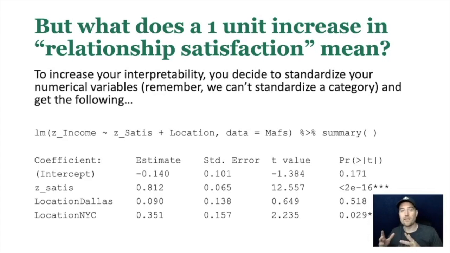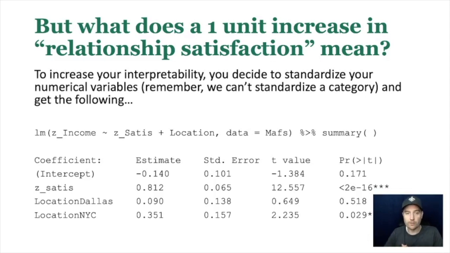But again, what does a 1 unit increase in relationship satisfaction mean? So we could increase our interpretability, at least for that variable, by standardizing our numerical variables. Remember, we don't want to standardize a category. And we could get the following. So we have a standardized income and standardized marital satisfaction, and then just our regular location variable. When we do that, again, we have a significant relationship. No surprise, because doing standardization doesn't change the significance of our variable. It just changes the units of our effect size.